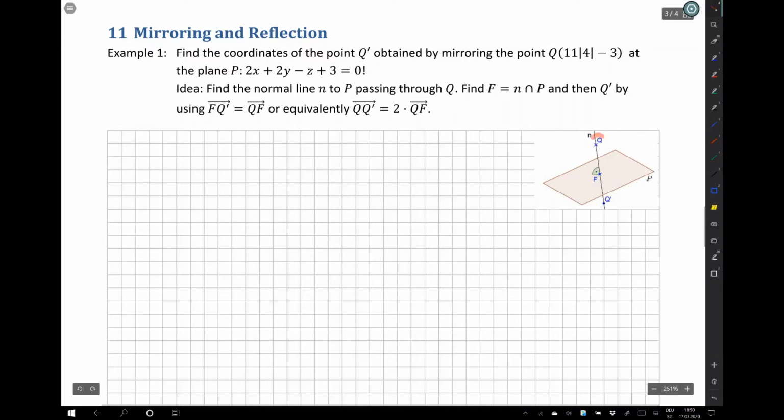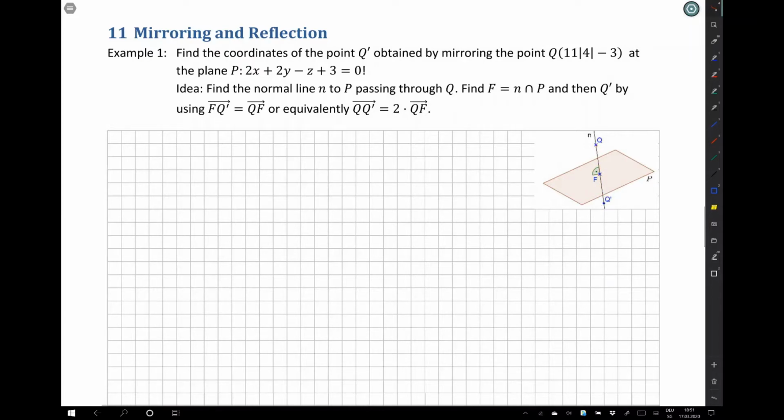Mirroring the point Q at this plane P means find the point Q' on the other side of P such that it lies on the normal line to P through the point Q and has the same distance from the plane as Q. In other words, the vector QF equals the vector FQ', or we can also say the vector QQ' is double the vector QF.